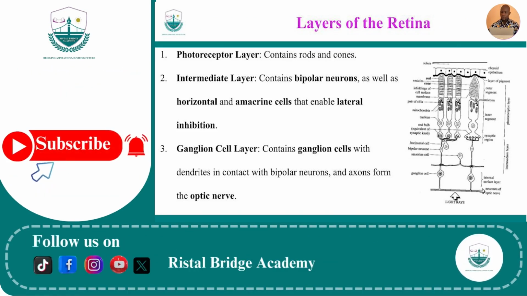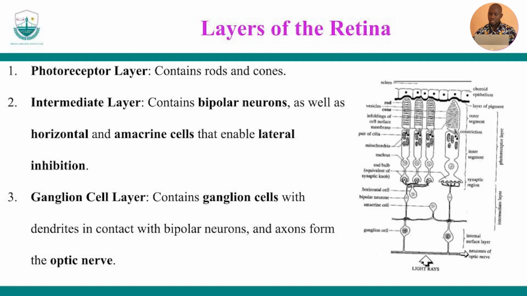Okay, so that means that this is a synaptic region. This is also a synaptic region. And then we also have what we call the horizontal and amacrine cells just within the intermediate membrane. So it is very important for you to note that we have horizontal cells and then amacrine cells. They play an important role in what we call lateral inhibition that we will basically look at shortly.